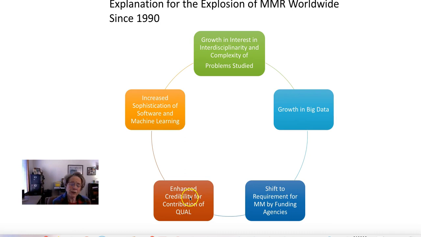I think we also see that the enhanced awareness of the contribution of qual research, particularly in the medical and health fields, has also contributed to the growth of mixed methods. And a big one for the shift in quant is that some funding agencies, most notably NIH, now require that you use mixed methods research. So I think a lot of what used to only be quant, because of this requirement, has now become mixed methods.